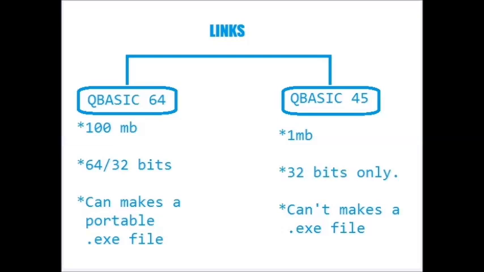QBasic 64 setup file is 100 MB. It will run on both 32 bit as well as 64 bit PCs. It can make a portable exe file, so you can run the program on another PC very easily. QBasic 45 setup file is 1 MB. It will run on 32 bit PCs only. It can't make a portable exe file, so you have to run it on your own PC on which you have written the program. In this tutorial, I will use QBasic 64 as it can make an exe file.